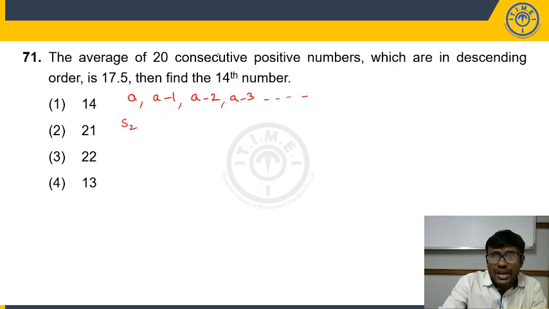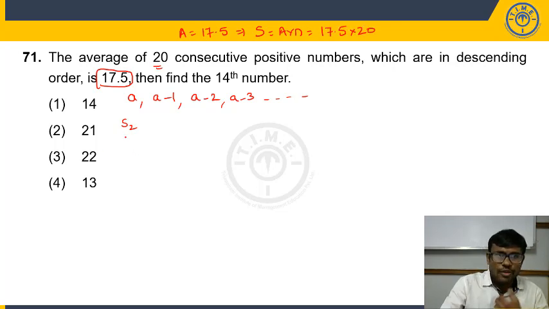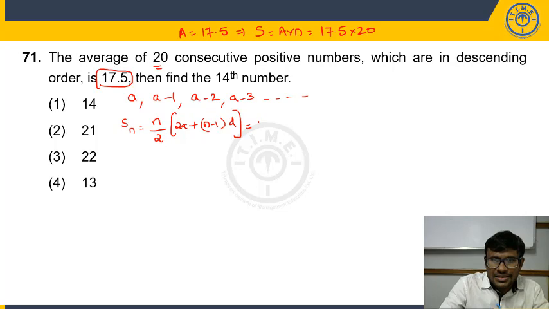So the average was given as how much? The average was given as 17.5. When the average is 17.5, what is your sum? Average into n, so 17.5 into 20. So the sum of n terms in the arithmetic progression, what is your formula? n by 2 into 2a plus n minus 1 into d. That sum is given as 17.5 into 20.